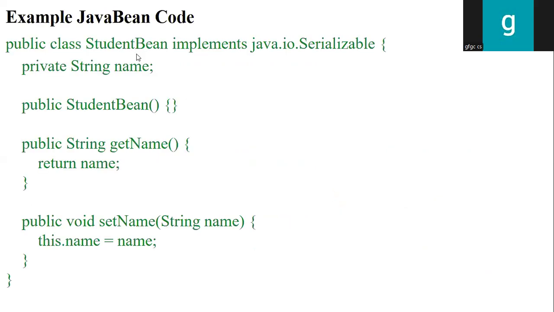Here, I have to implement java.io.Serializable. For implementing the Java Bean, I have declared a private String variable. Then public StudentBean, this is the constructor. In that, the getName method returns the name and setName sets the name.